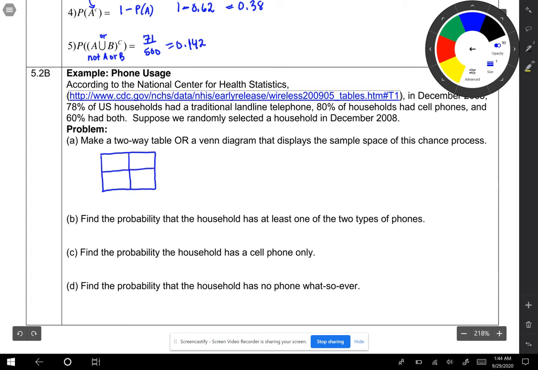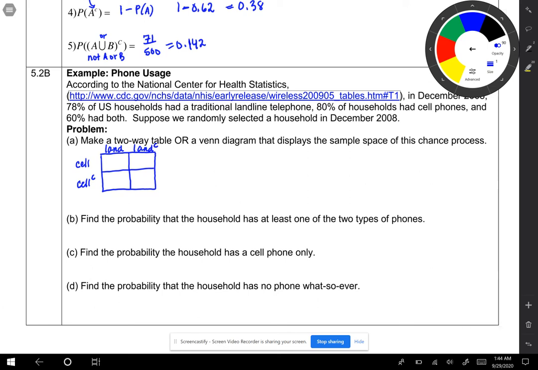So if we're going to do a two-way table, the events are landline and cell phones. It doesn't matter which one you put where. If that's going to be cell phone, then this would be not a cell phone. You could have written those two across the top, so it doesn't matter. And then here, landline, not landline.